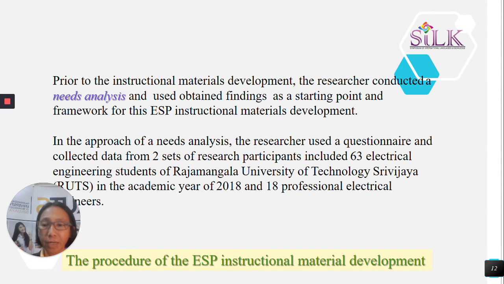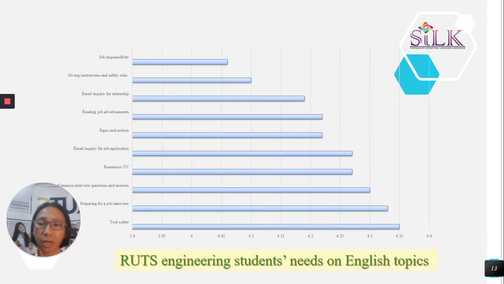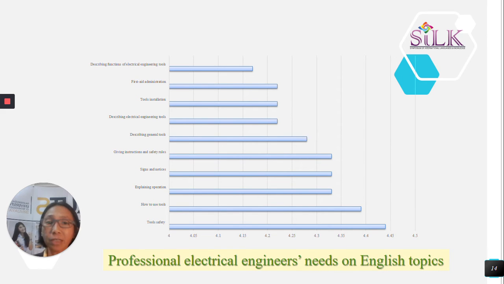In this stage, the researcher used a questionnaire and collected data from 2 sets of research participants, including engineering students and professional electrical engineers. The result can be presented in this graph. From the diagram, the data reveal that engineering students needed 2 safety for the first topic, and the electrical engineers chose 2 safety for the first topic too.